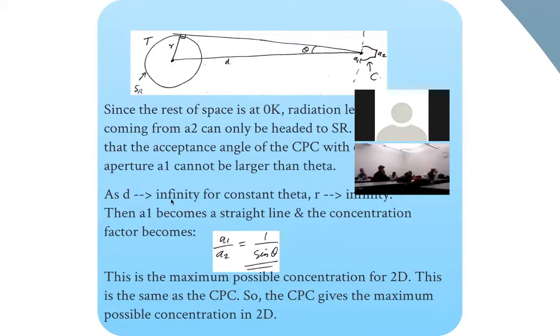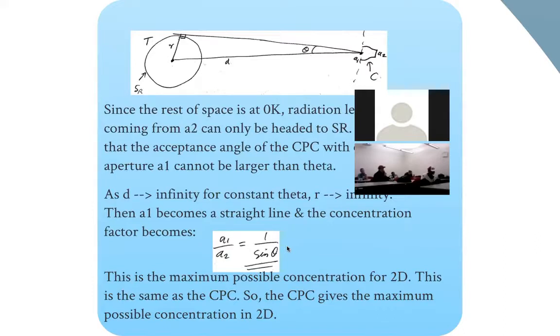So as d goes to infinity for a given theta, R goes to infinity, which means that this object becomes huge. Then A1 becomes a straight line, which means that this arc of a cylinder now becomes a straight line, and the concentration factor simply becomes A2 over A1 equals 1 over sin theta, which is the same as what we just said.